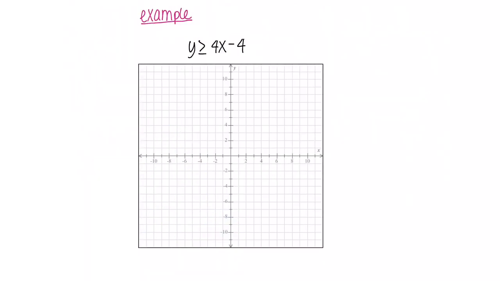All right, so now we have y greater than or equal to 4x minus 4. So once again, there's an underline, which means this will be a solid line, and this is a greater than symbol, which means we're shading above.